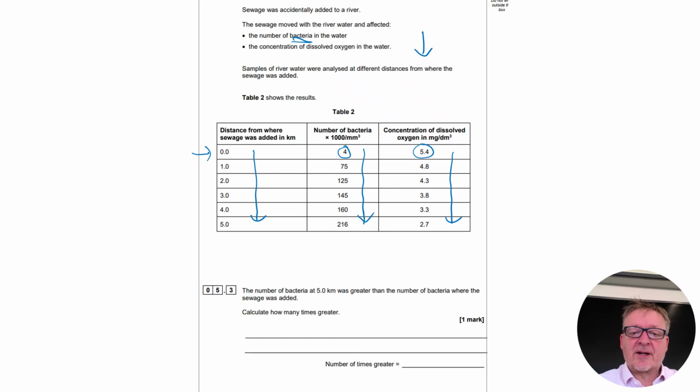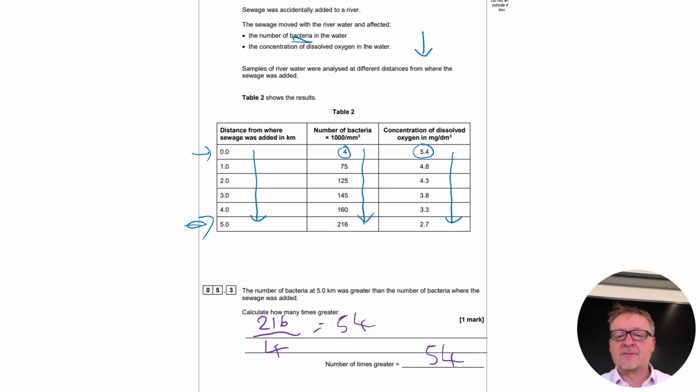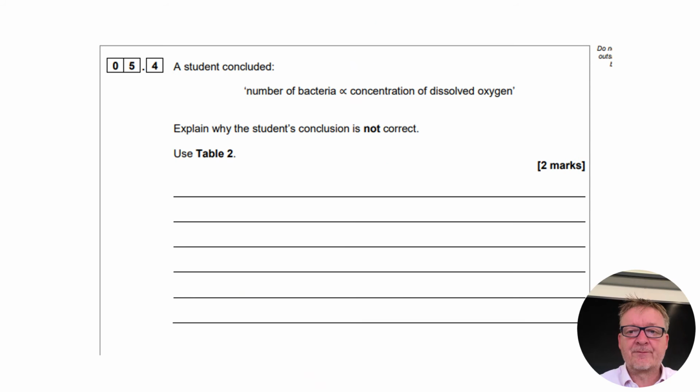The number of bacteria at 5 kilometers was greater than the number of bacteria where the sewage was added. Calculate how many times greater. Quick sum. Okay, so if it starts at 216, which is 5 kilometers away, and at 0 it was 4, 216 divided by 4 equals 54, which means there was a 54 times greater number of bacteria 5 kilometers away.